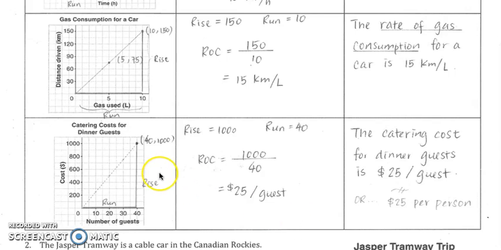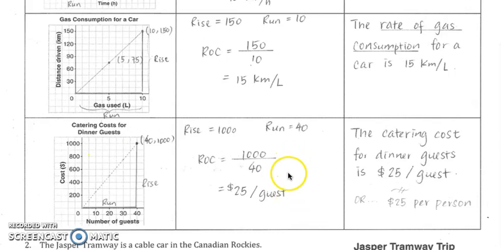Okay. Catering costs for dinner guests. So once again, what are some good points to use? Is this random spot here good? No, because I can't tell what it is. Is this point here okay? Yep, that's okay because I can tell that this is 20 guests and at a price of between 400 and 600, and this is right on the grid, so 500. But what's even easier is that 0, 0 is here. Well, this point is right above 40 guests and it's right at 1,000. So let's use this. Rise is 1,000, run is 40.